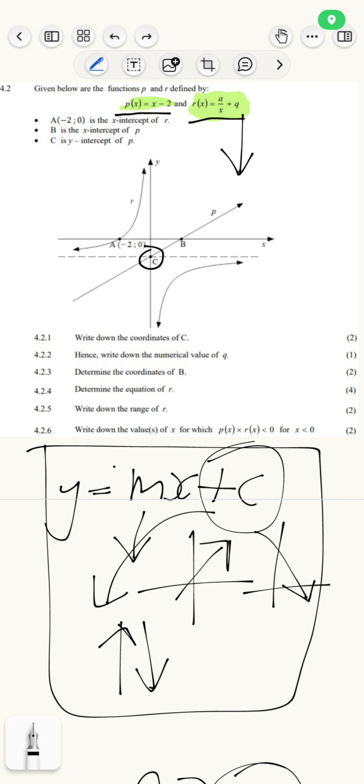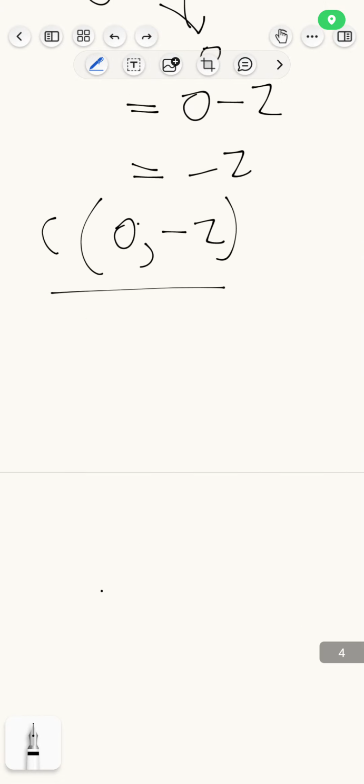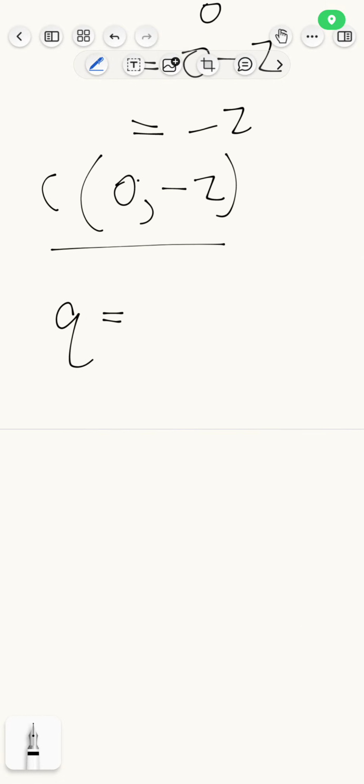So this graph, we've moved it down, we didn't move it left or right. So how many units down did we go? If c is at 0, minus 2, then obviously our hyperbola went down 2 units. Why 2 units? Because the c value is minus 2. So the straight line cuts at minus 2. So minus 2 is the horizontal asymptote for your hyperbola. So they wanted the q. So we say q is equal to minus 2.